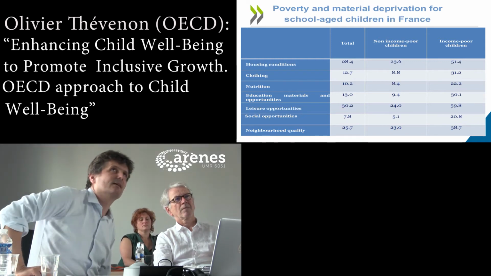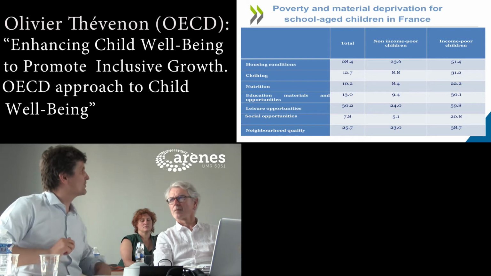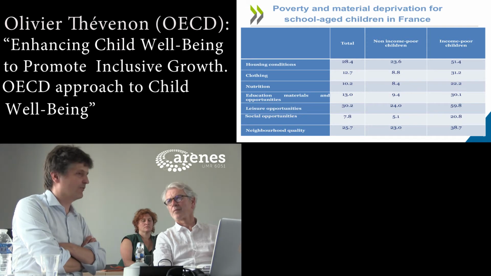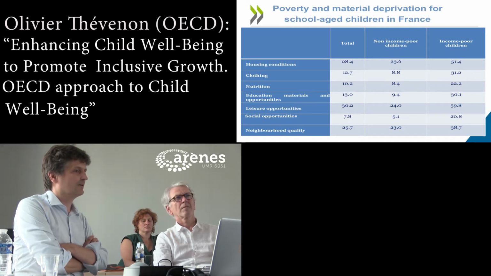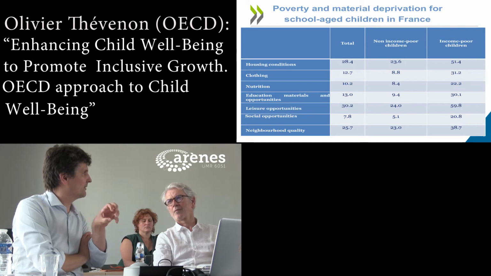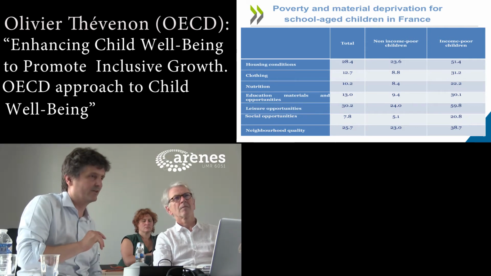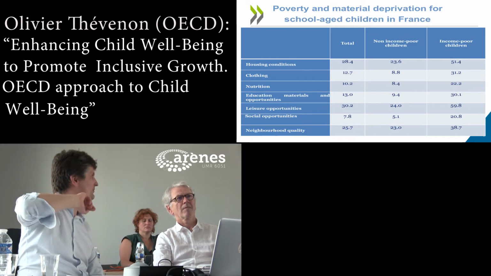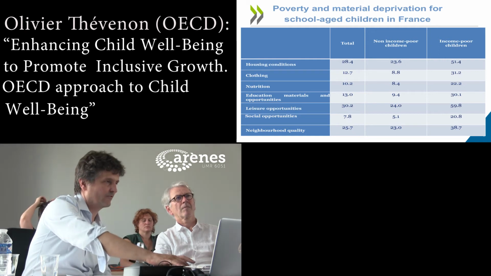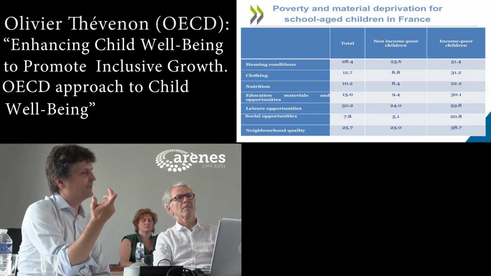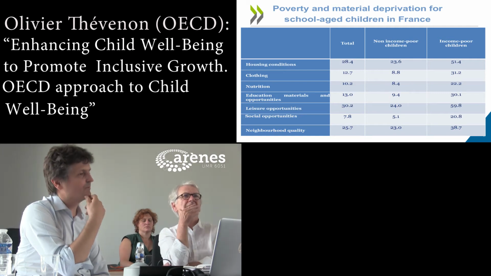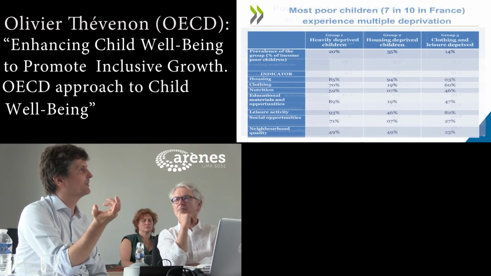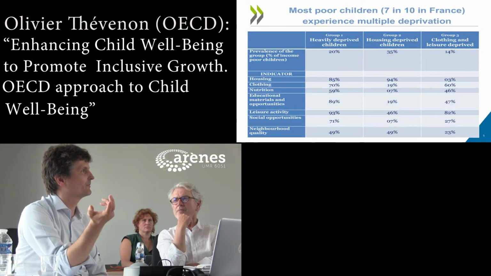What shows up from this slide is that, of course, income poor children are more likely to experience some kind of deprivation, but material deprivation goes beyond only income poor. So you have a significant proportion of children, non-income poor children, that also face material deprivation. But more than that, it's also very important to look at the frequency of multiple kinds of deprivation.